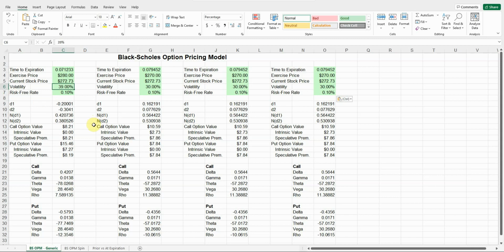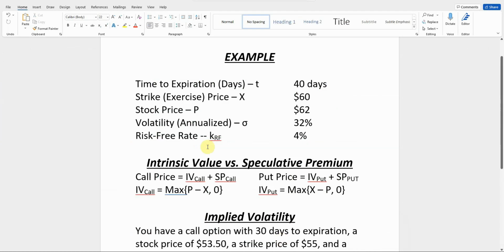So in order to illustrate how to use this spreadsheet, we've got a little example here, and we've got the 5 key inputs. Time to expiration. Now that's always given in days, and the reason for that is we want days per year. So that T is actually the number of years that we want. And so if I have 40 days, I know there are 365 days per year. So 40 days would be 40 divided by 365.